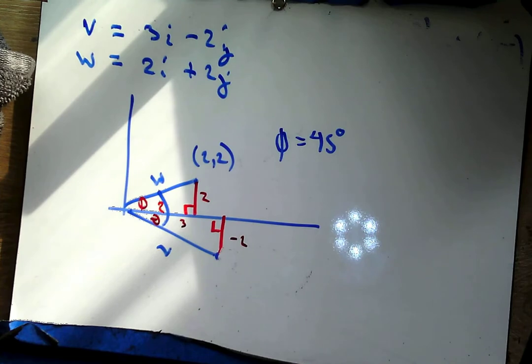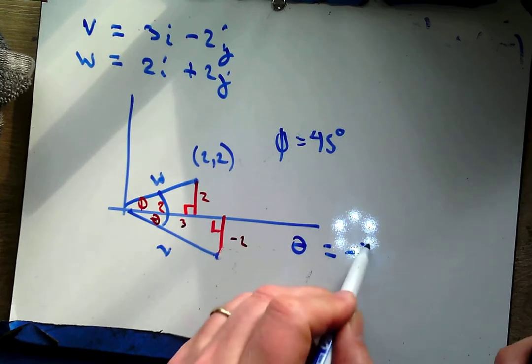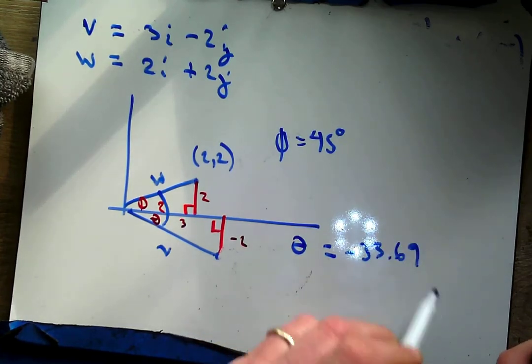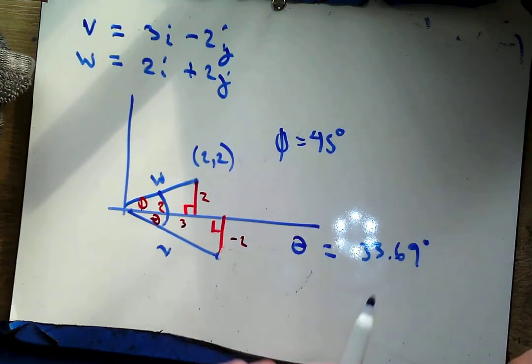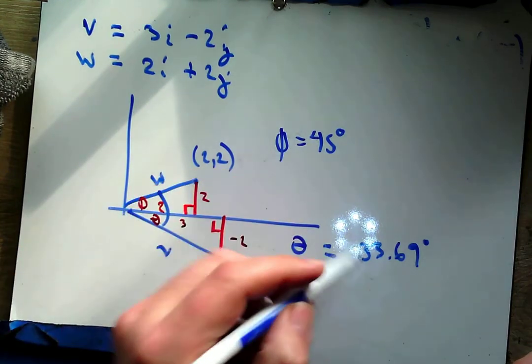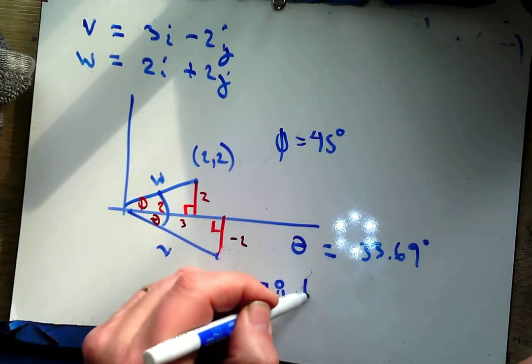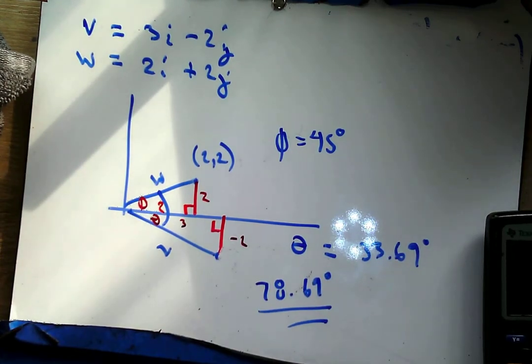Inverse tangent of -2 divided by 3, and I get theta is -33.69 degrees. But we want to add these two quantities. That's a positive, so plus 45. And I get 78.69 degrees is what's between those two vectors.